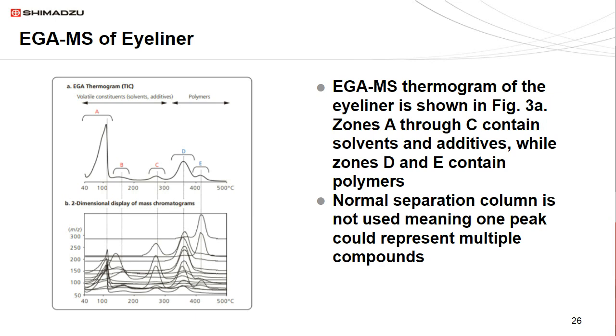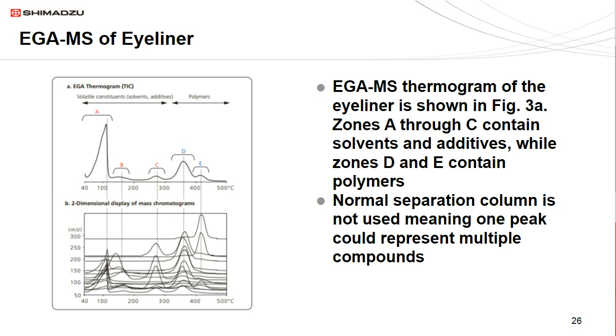However, in EGA-MS, we're not really using a normal separatory column. Therefore, a peak that we see in the EGA thermogram often represents multiple compounds. This is clearly shown here in the bottom portion of the image, or our two-dimensional multi-ion chromatogram, which uses the 2D display feature of F-Search.